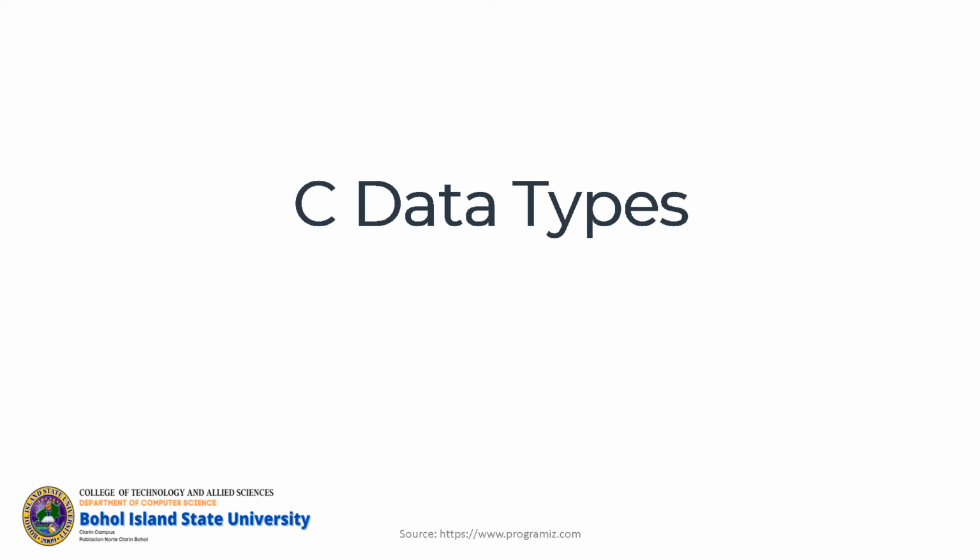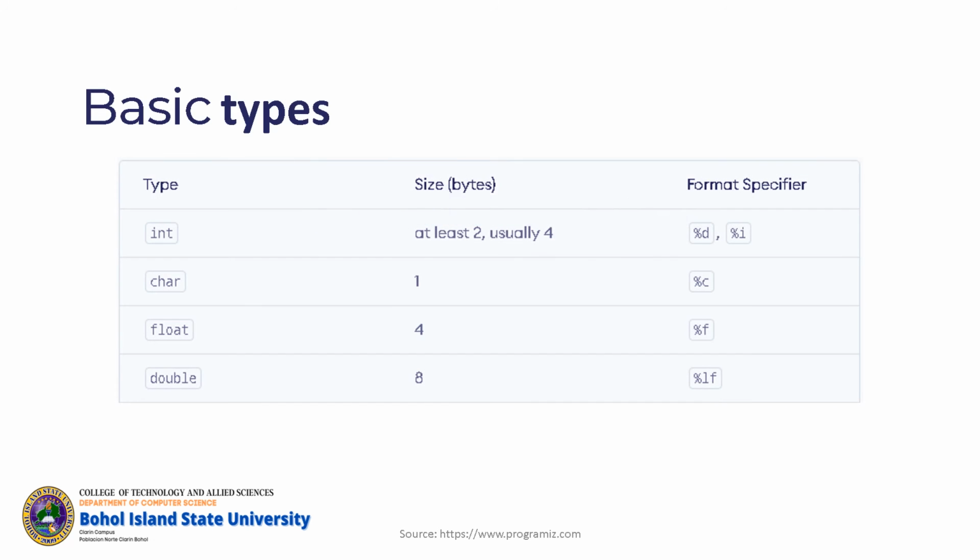Another key part to know before we start coding is to familiarize ourselves with the data types in C. Here's a table containing commonly used data types in C. In C programming, data types are declarations of variables. This determines the type and size of data associated with the variable.